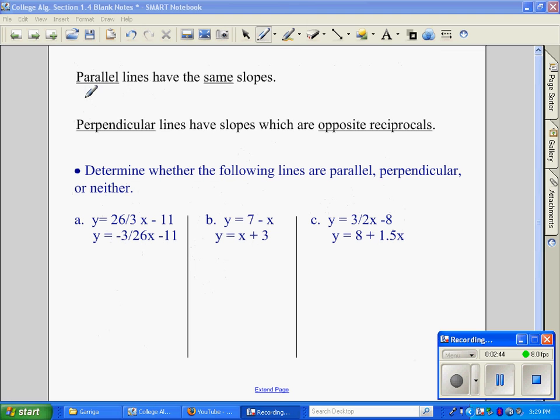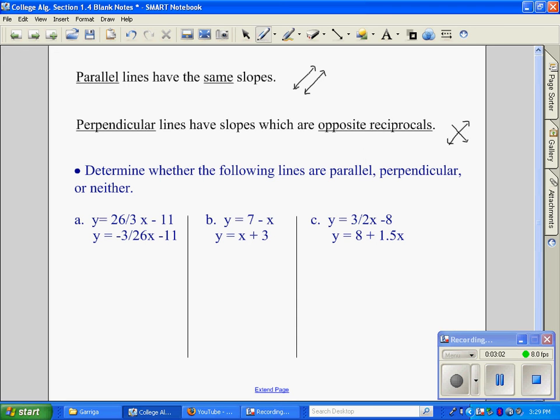In this next section, we're going to talk about how parallel lines have the same slopes. The graph of parallel lines looks like this. They never cross, they never touch. Perpendicular lines have slopes which are opposite reciprocals, and graphs of those kinds of lines look like that. We're going to be asked to determine whether the following lines are parallel, which means same, perpendicular, which means opposite reciprocal, or neither one of those. So all we're looking at in this is the slope.